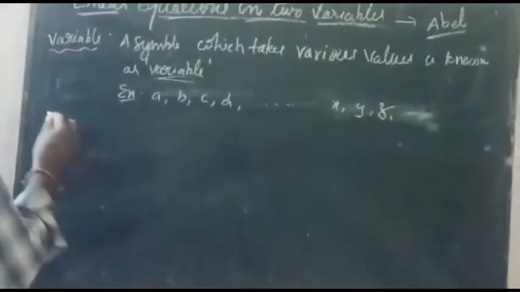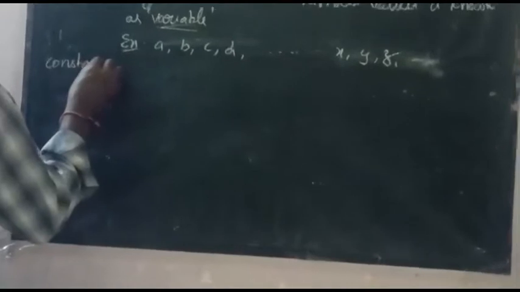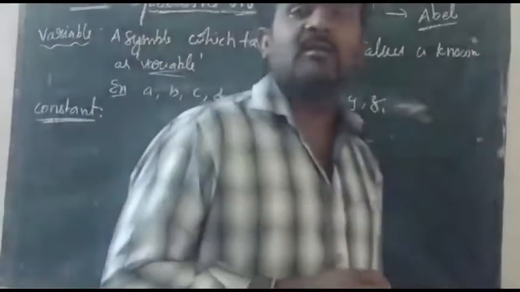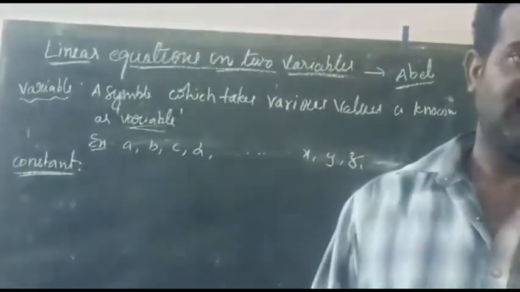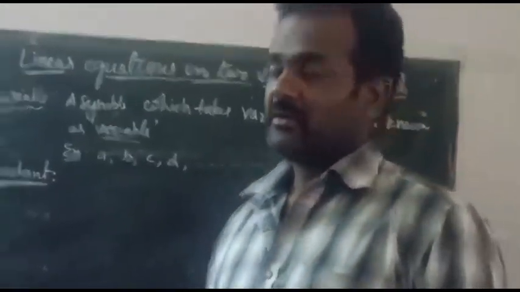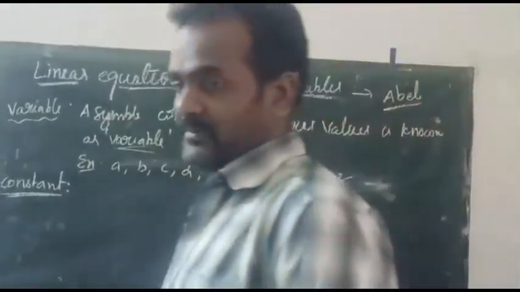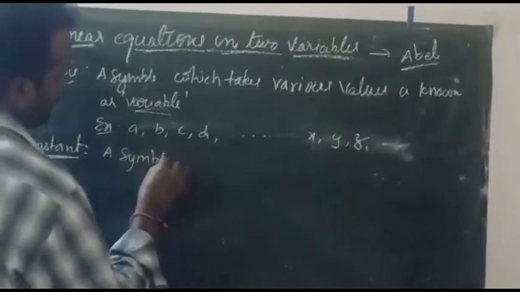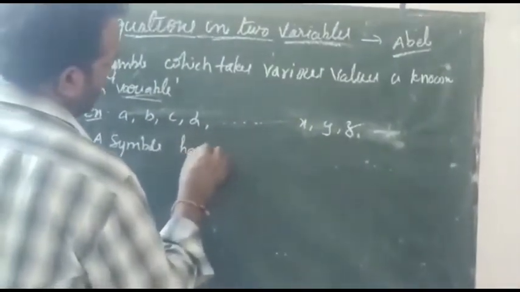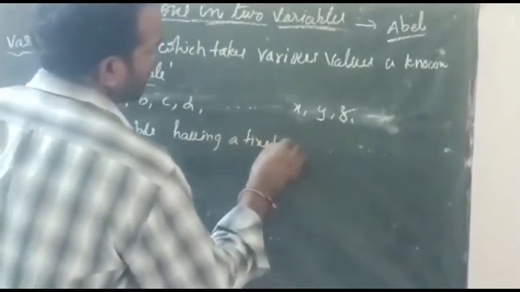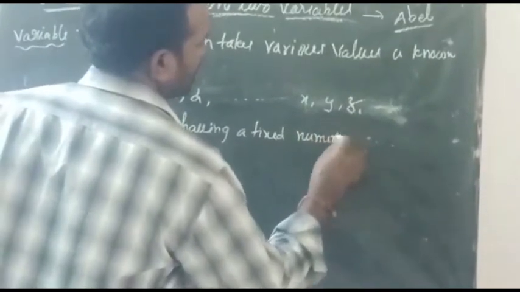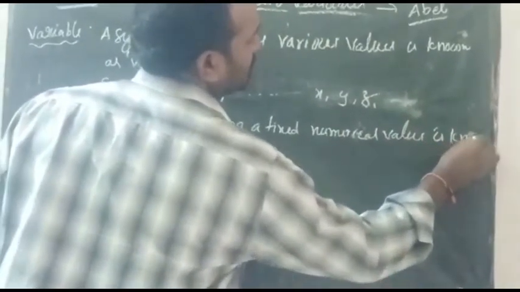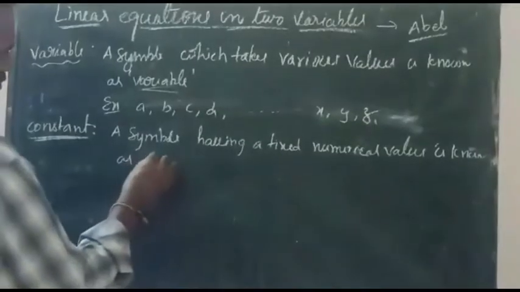Okay, now next, constant. A symbol having a fixed numerical value is known as a constant.